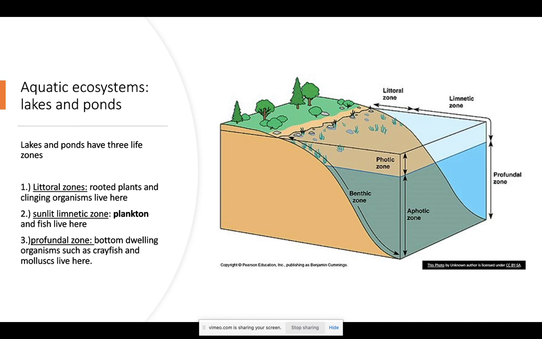So just knowing the zones and knowing where they're at, the location of the littoral zone is the most proximal. It's going to contain the plants and clinging organisms. The limnetic zone contains plankton, that's unique, as well as the profundal zone, which is kind of near the bottom, and it is going to contain the bottom dwelling organisms such as the crayfish and mollusks.